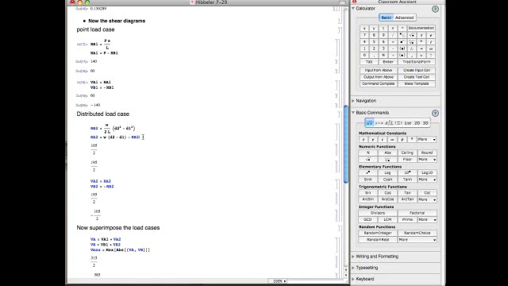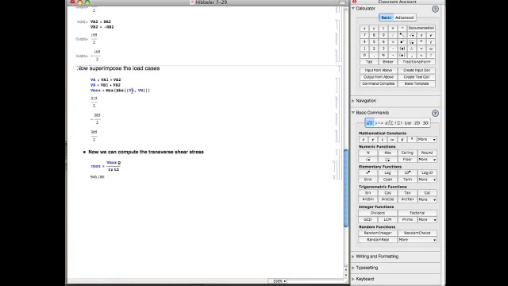We'll do the same thing for the distributed load case. Here are the equations for the reaction forces. These are the equations derived last time. Likewise, we can get the shear at the ends due to the distributed load. Then we're going to use superposition. We'll add those together, all right? So the shear force at A is the sum of those two, and the shear force at B is the sum of those two.